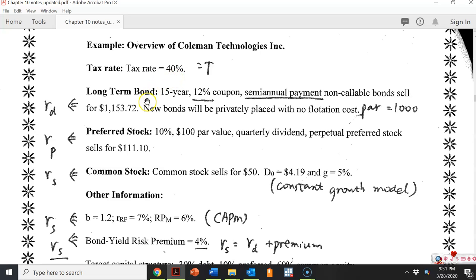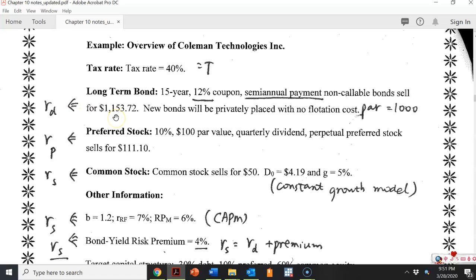We know the long-term bond issued by this firm is a 15-year, 12% coupon, semi-annual payment, non-callable bond, selling for $1153.72. New bonds will be privately placed with no flotation cost, and the par value of this bond is $1,000. Based on this information, we're going to use the knowledge learned in the bond chapter to calculate the cost of debt, the bond return, or yield to maturity.